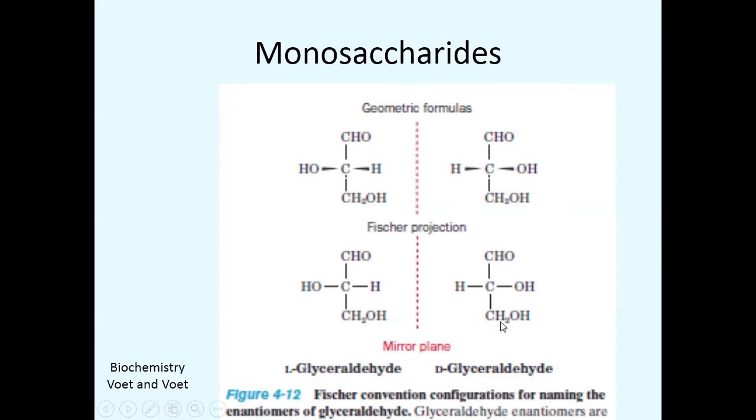Based upon the configuration of groups around carbon 2, which is the chiral center, there are two possibilities. If we look through the central axis of the molecule and the hydroxyl group on carbon 2 projects to the right side, it is called D-glyceraldehyde. But if this hydroxyl projects to the left side of carbon 2, it is designated as L-glyceraldehyde. The D and L forms are distinct from each other in terms of their structure and properties.